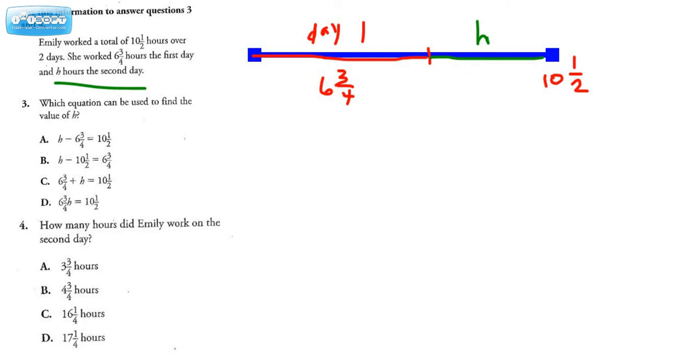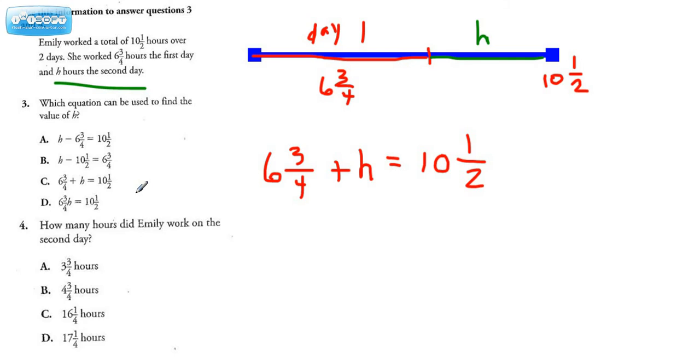Let's write that as our equation. 6 3/4 plus some number of hours would equal 10.5. All right, now look at the answer choices. Is there anything that looks like that? I do see one that looks like that. You're going to pick that for number 3.